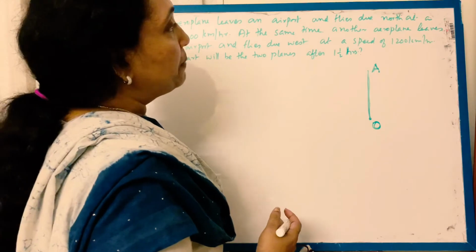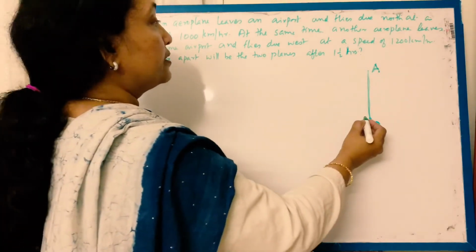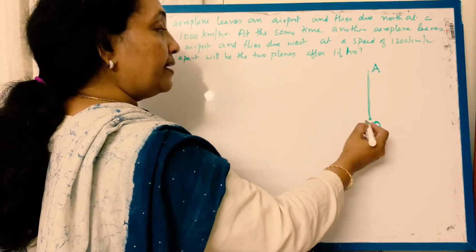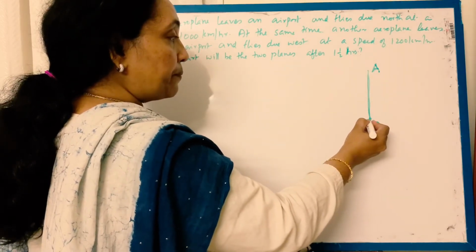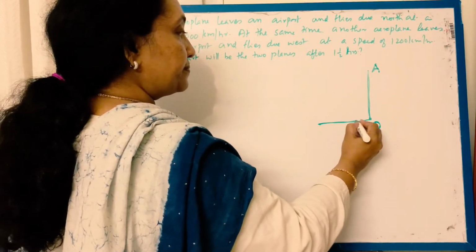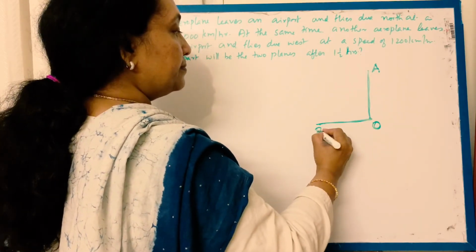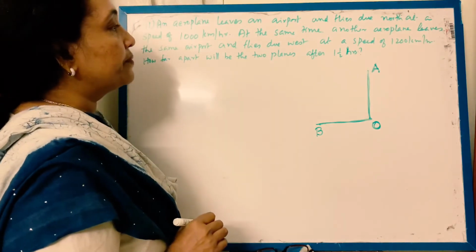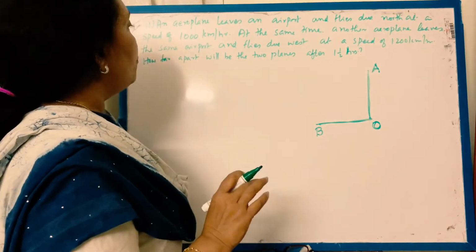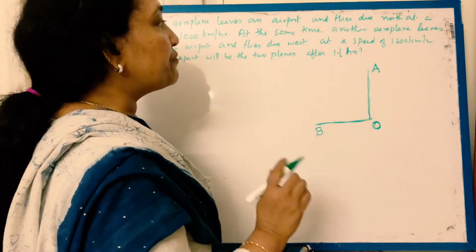And another aeroplane leaves the same airport and flies due west. Another aeroplane B from the same airport and flies due west. West is this direction. At the speed of 1200 km per hour, how far apart will be the two planes after 1.5 hour?